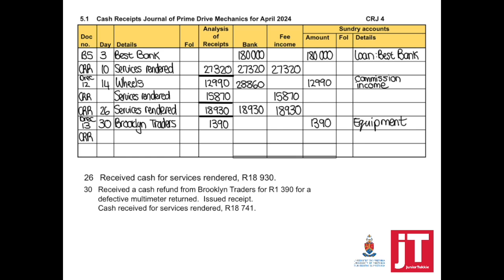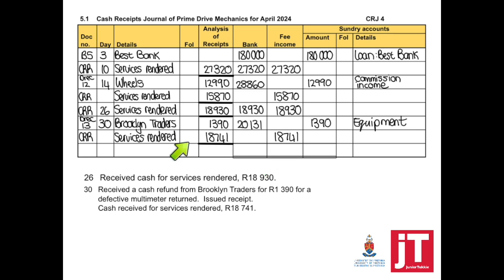On the same day, cash register roll. For what reason? Services rendered. How much? 18,741. For what reason? Fee income. We don't show services rendered. The details go in there. This is recorded as fee income. Now we can draw a line.